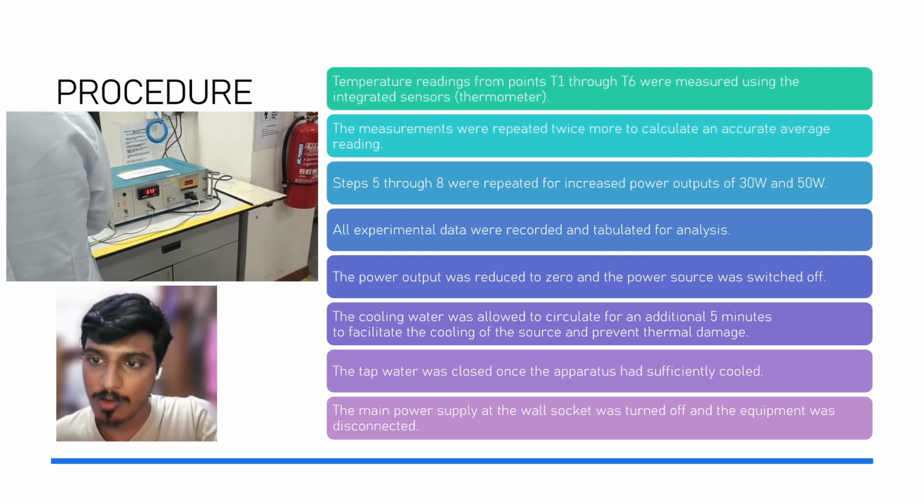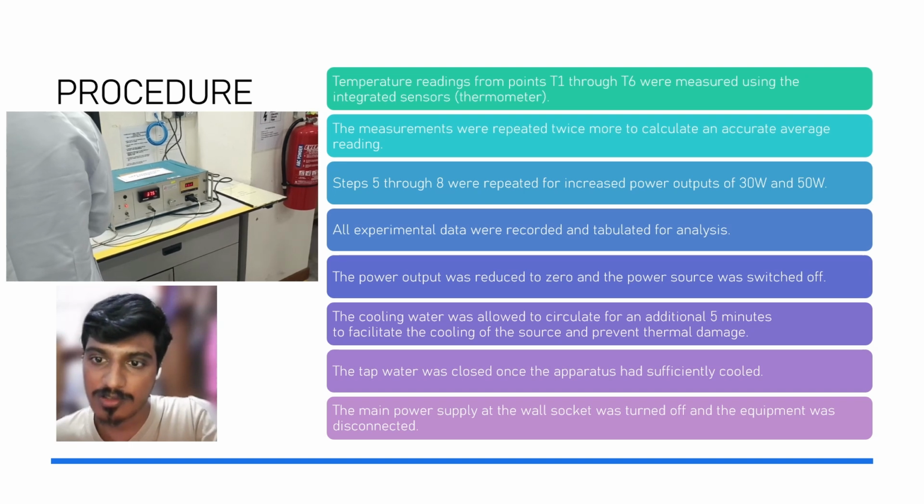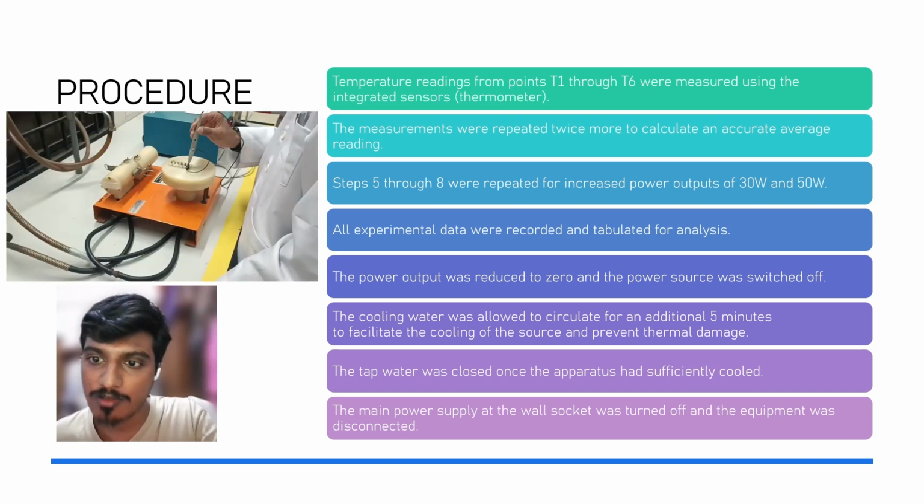Finally, we reduced the power to 0 and switched off the source. We kept the cooling water circulating for an additional 5 minutes to prevent thermal damage. Once the apparatus cooled sufficiently, we closed the tap, turned off the main wall socket, and safely disconnected the equipment.